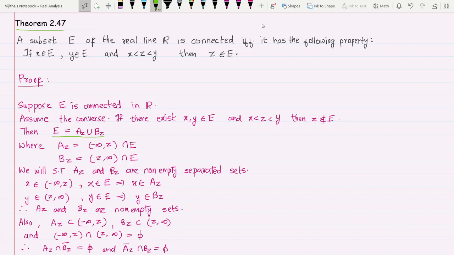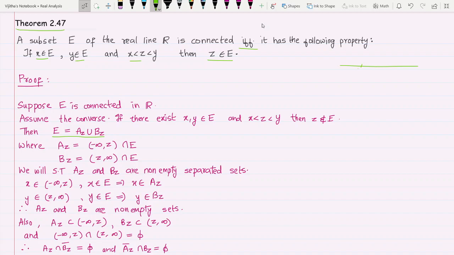A subset E of the real line R is connected if and only if it has the following property. That is, this theorem gives the necessary and sufficient condition for a subset of the real line R to be connected. It says that if x is an element of E and y is an element of E, with the property that x < z < y, then z should be an element of E. The connected set will have this property in the real line. We are talking about the real line.